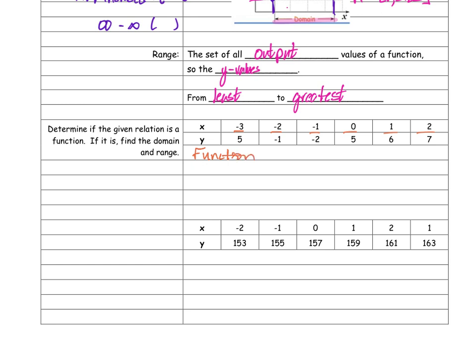So now it says if it's a function, then I have to find the domain and range. Although we're just going to find the domain and range of all of them. It doesn't matter. I should have changed my directions. I didn't think about that. But we're going to find the domain and range of all of them, whether it's a function or not, just so we can practice finding the domain and range. Does that make sense? So my domain is all my x values.